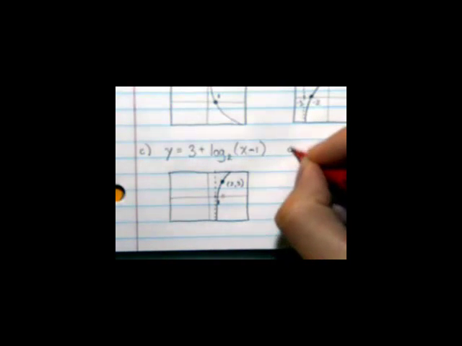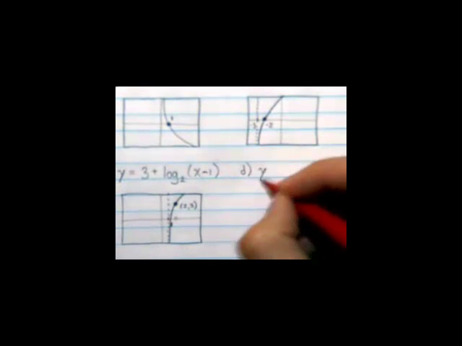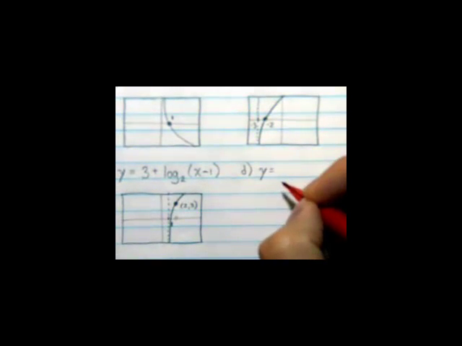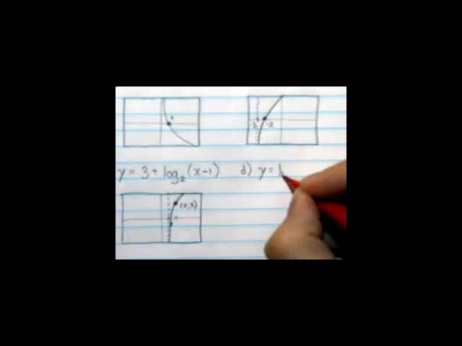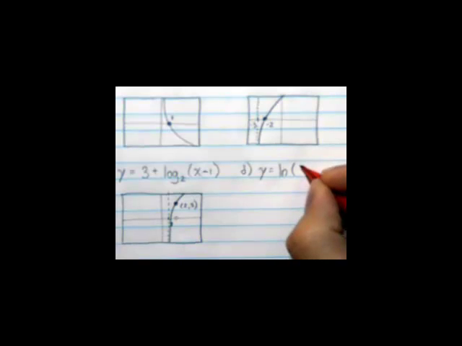Good. All right, so last one. See if I can make this one a little trickier. These always throw people off. Natural log of 2 minus x.